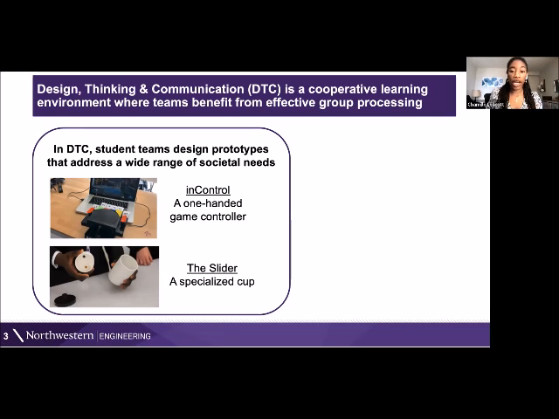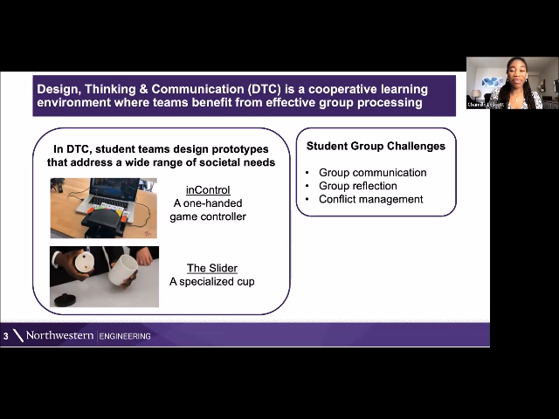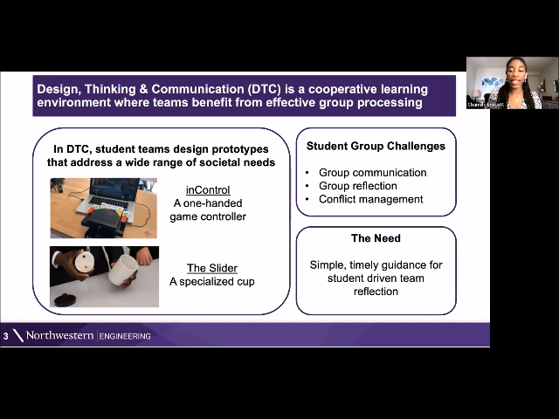And these teams are incredible, but with any student team, they have their own group challenges, and they struggle sometimes with group communication, group reflection, and conflict management. And so when I talked to Professor DaCosta, who I worked with for this project, she said that the need was simple, timely guidance for student-driven team reflection, getting students to reflect on what's happening and really increasing their group processing abilities for their individual teams.